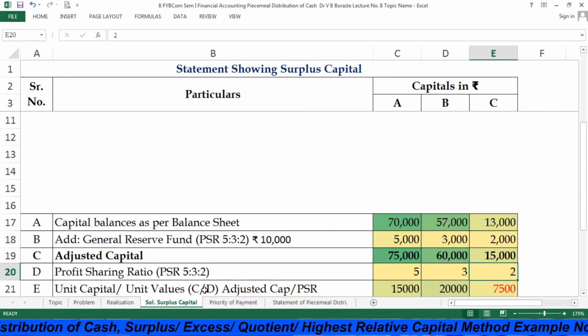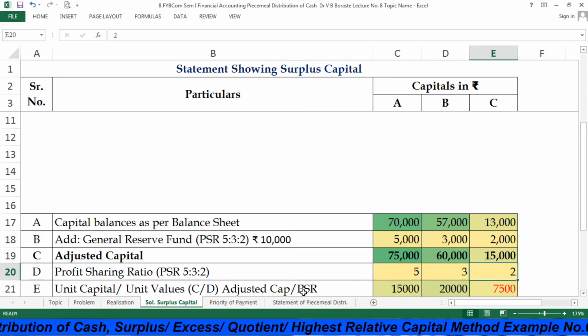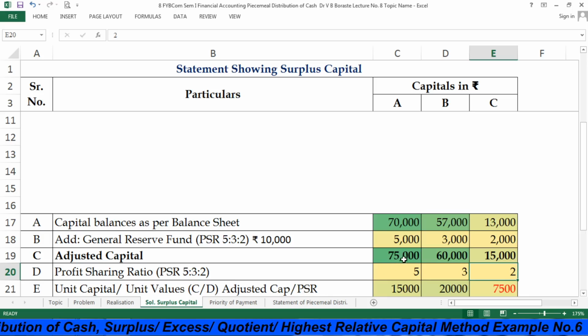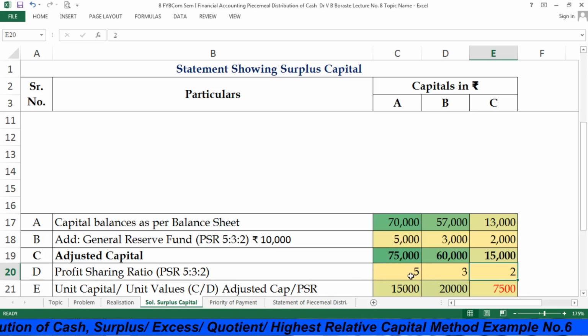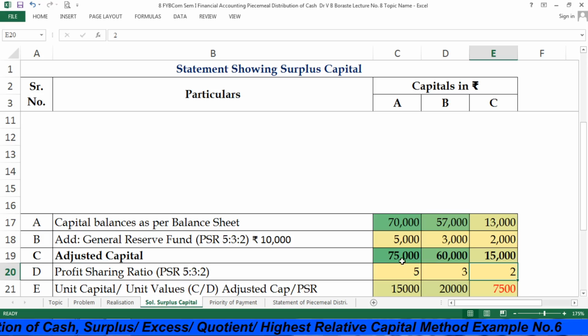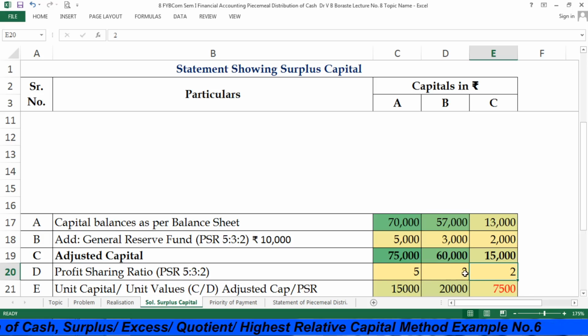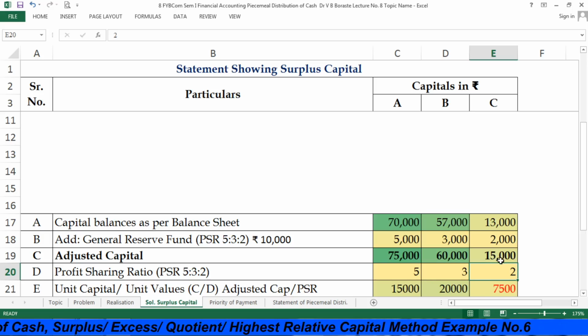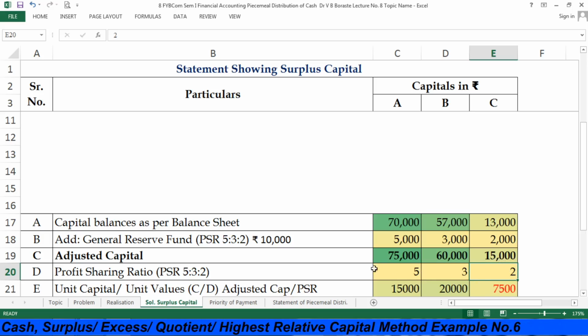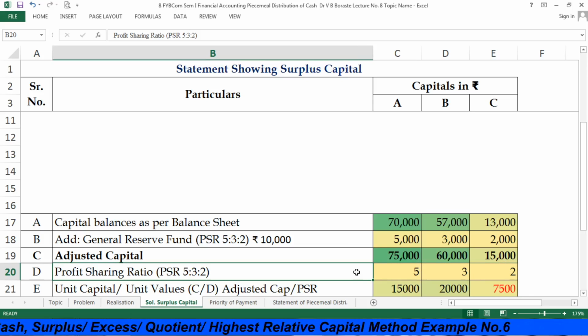Unit capital is what? Unit capital is adjusted capital divided by profit sharing ratio. So 75,000 divided by 5, balance will be 15,000. 60,000 divided by 3, 20,000. And 15,000 divided by 2, 7,500. So this is our unit capital.